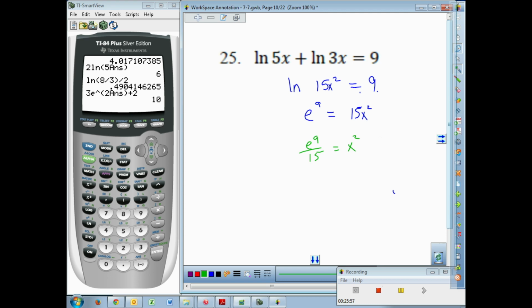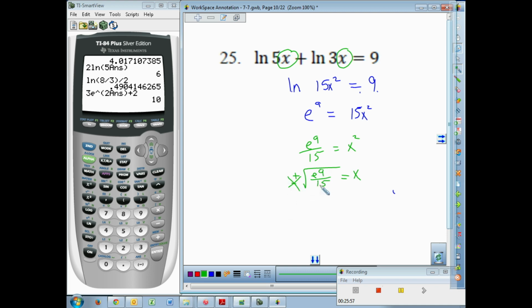Now that x squared is by himself, what do you do? x equals plus or minus the square root of e to the 9th over 15. Notice the plus or minus. Two answers. Cool? Let's be super smart. Where's x located? In the argument. What do you think about this negative answer? Do you think it's going to work? No way, so I'm just crossing that out.